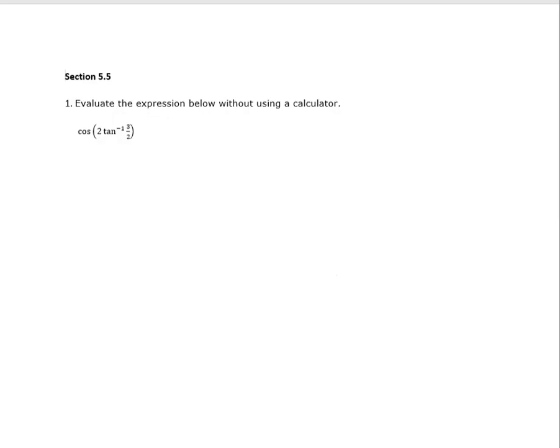Section 5.5, number 1. Evaluate the expression below without using a calculator. We have the expression cosine of 2 times the inverse tangent of 3 over 2. Recall the inverse tangent, or the arctangent. The result will be an angle.